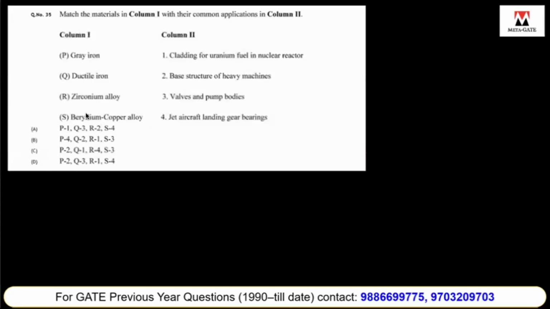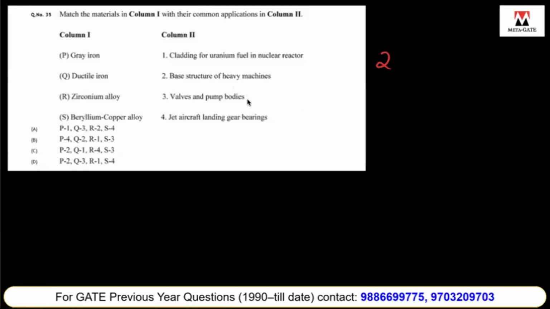Gray iron, ductile iron, zirconium alloy, and beryllium copper alloy. Which of the following materials has these common applications? If you see, gray iron is used for the base structure of heavy machineries, as it is used mostly in damping applications. It can absorb a lot of the vibrations, so it will be used for damping applications of heavy machineries.